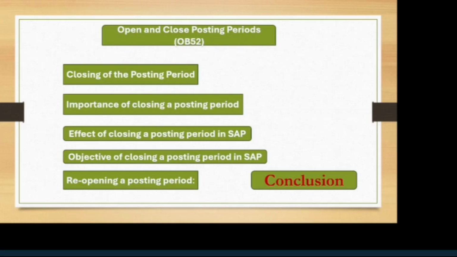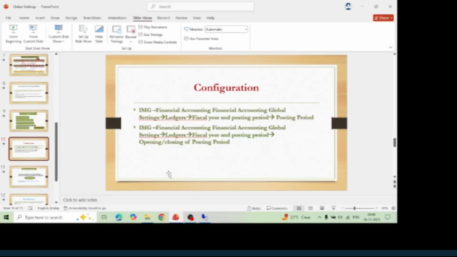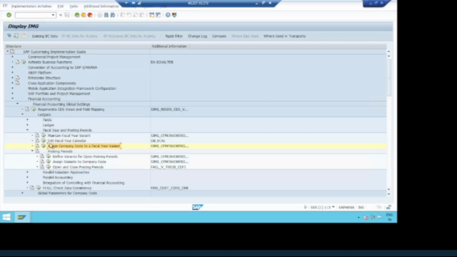Now let's discuss the configuration of the posting period variant and opening and closing of the posting period variant. And that variant again you can assign to your company code. Now for the configuration part, we can always follow this particular path. So let's go to the system and do this.